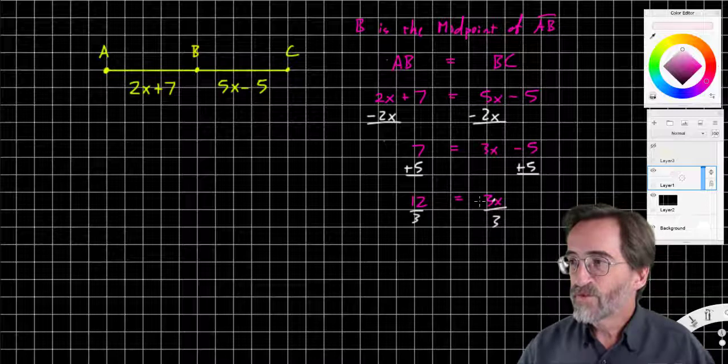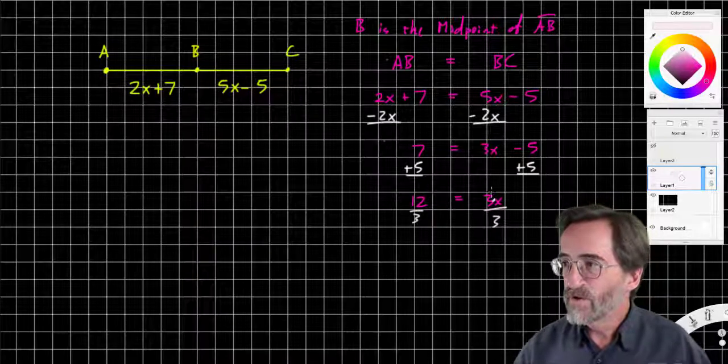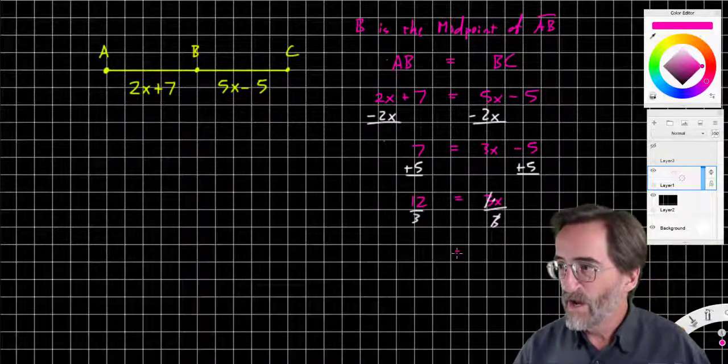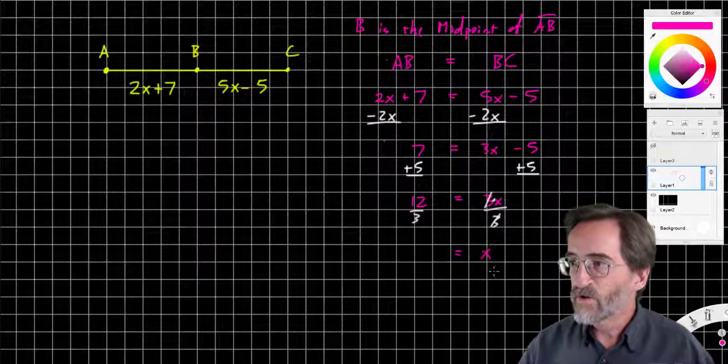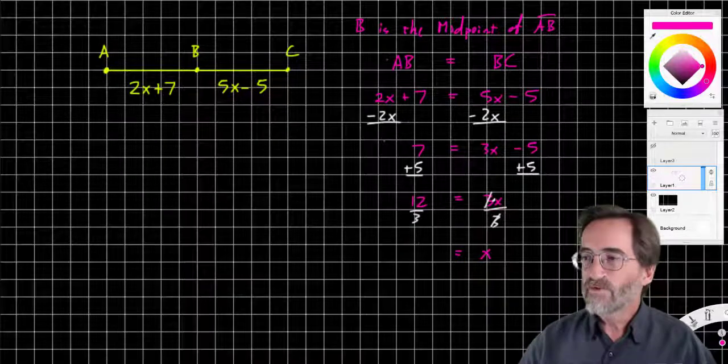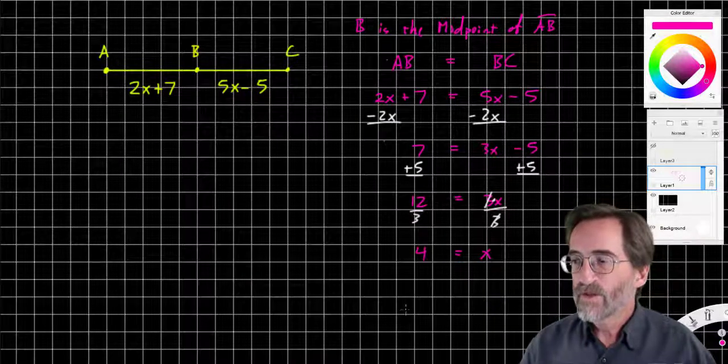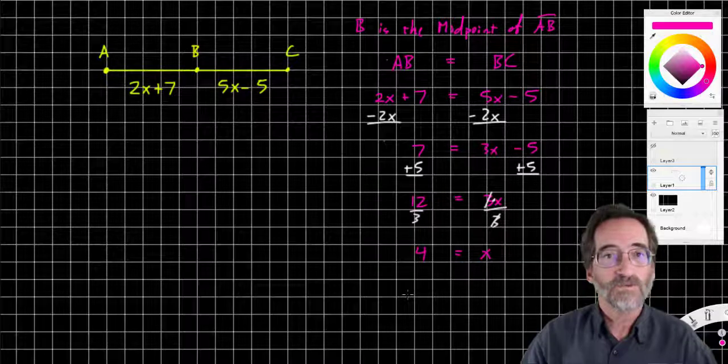And if I divide 3 on the left, I divide 3 on the right. 3 divided by 3 is 1, and 1 times x is x. And so we have, by dividing, gotten rid of the coefficient 3. 12 divided by 3 is 4, and so we can see that x equals 4.